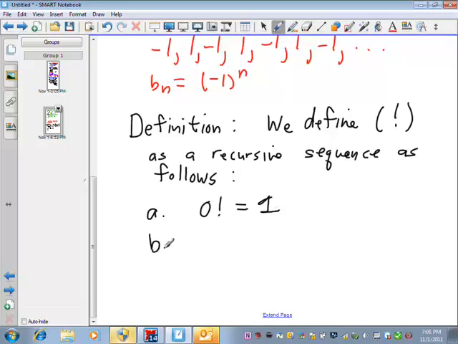Right? And then how do I get the other ones? If I want to know the next one, if I want to know n plus 1 factorial, it is just n plus 1 times whatever n factorial was. And now that should tell me what all of them are. Okay.